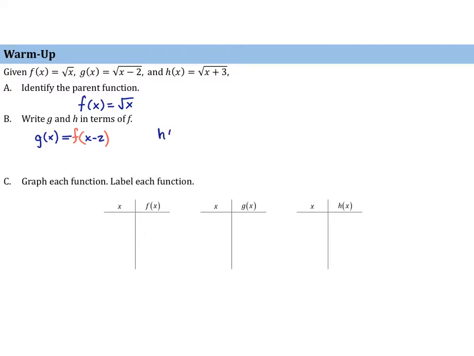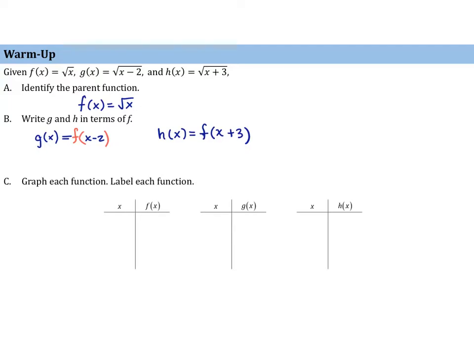Likewise, h of x is the square root of x plus 3, but instead of saying square root, we can say f. So h of x is f of x plus 3. You'll notice that in both of these instances, we end up with a change in our input.